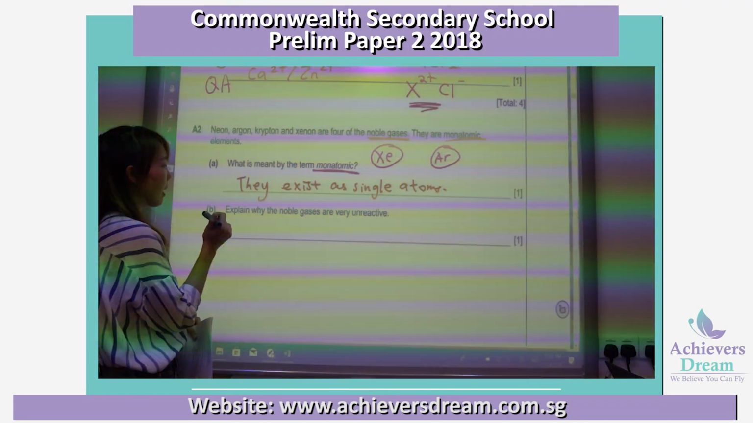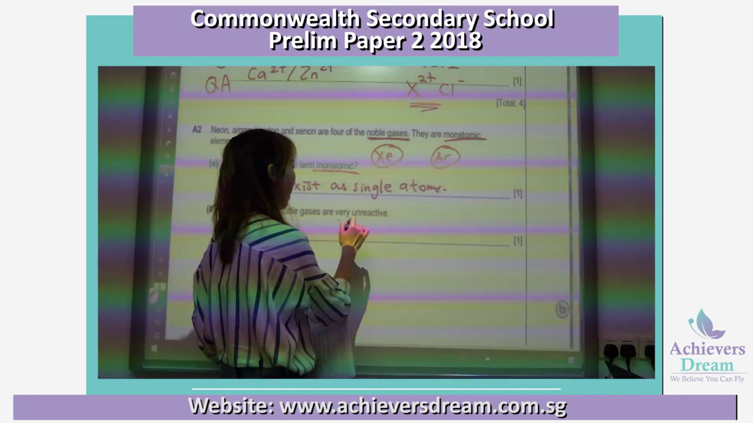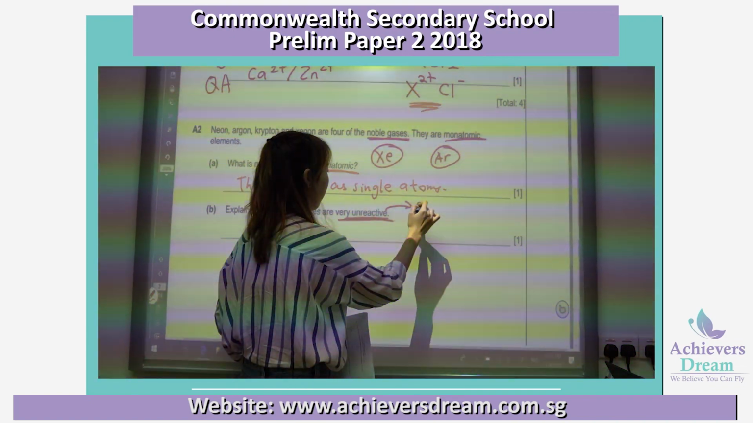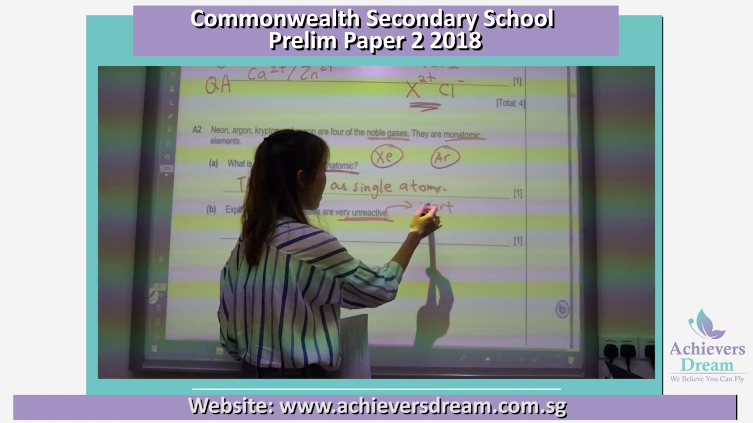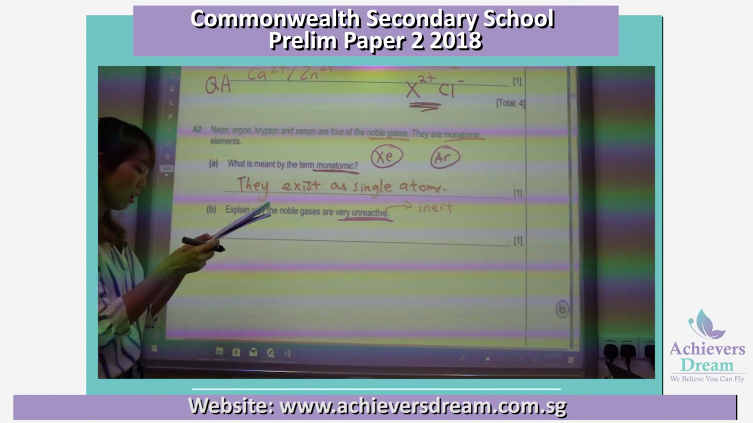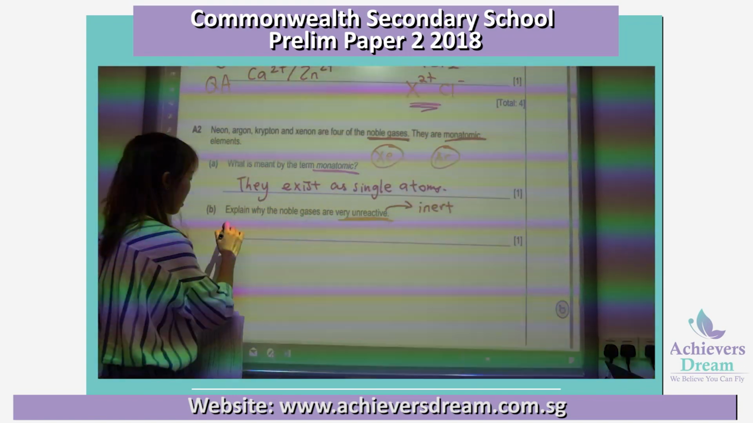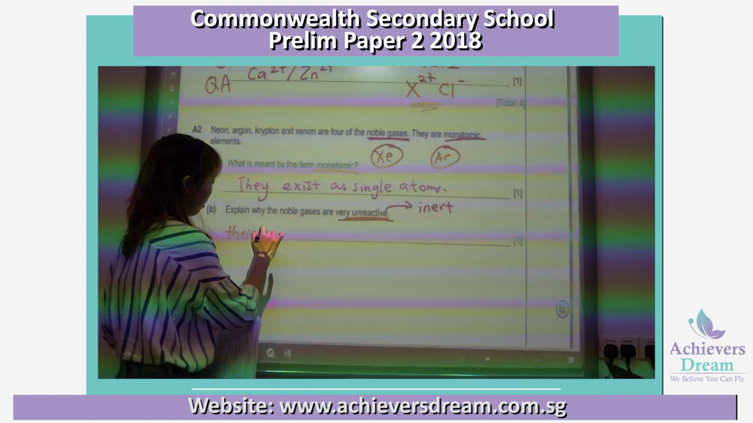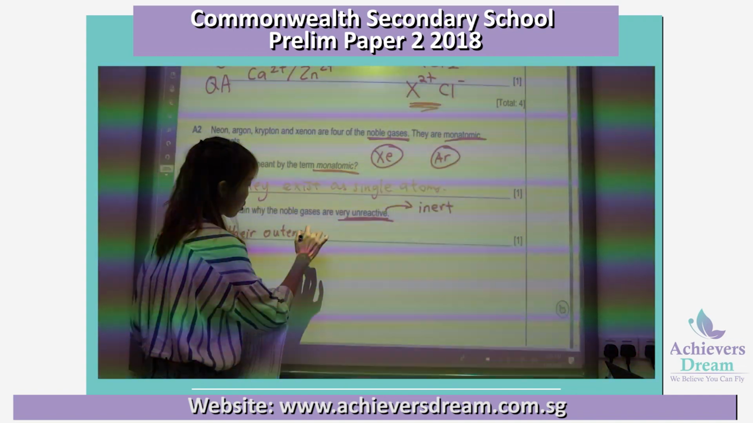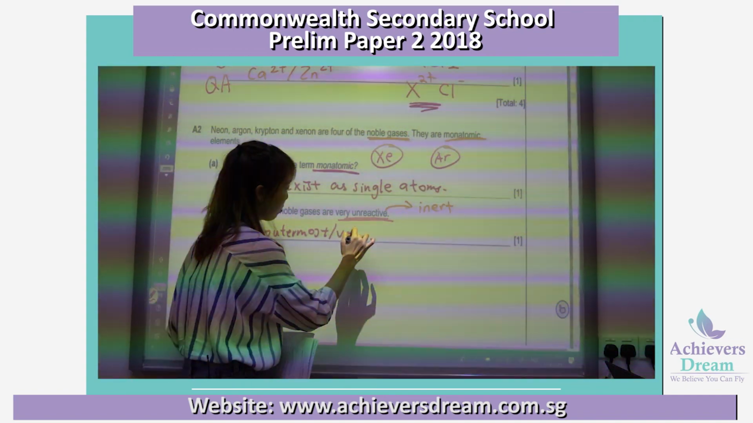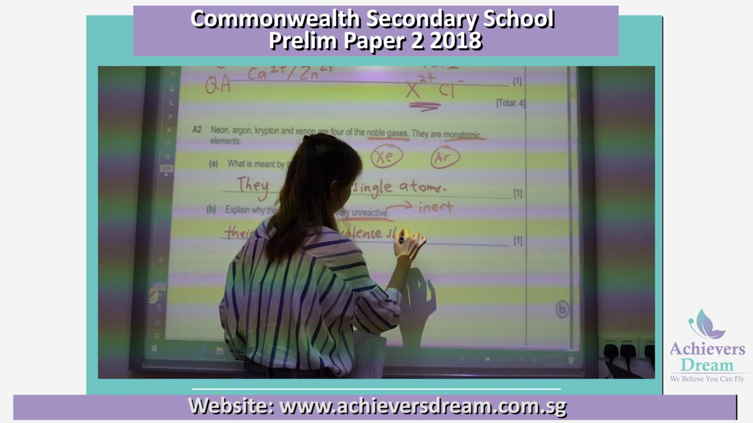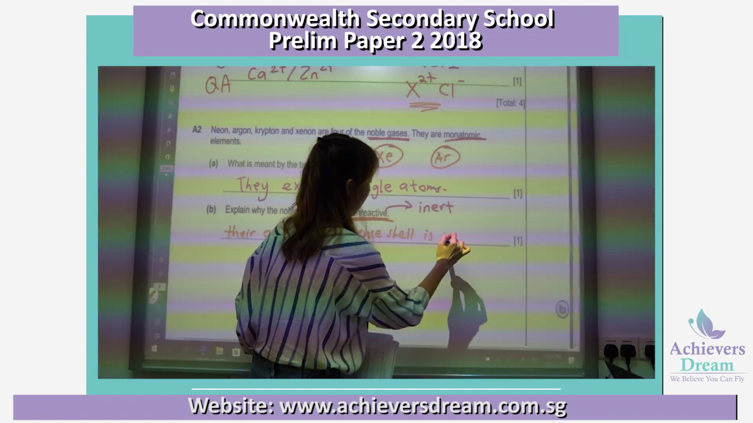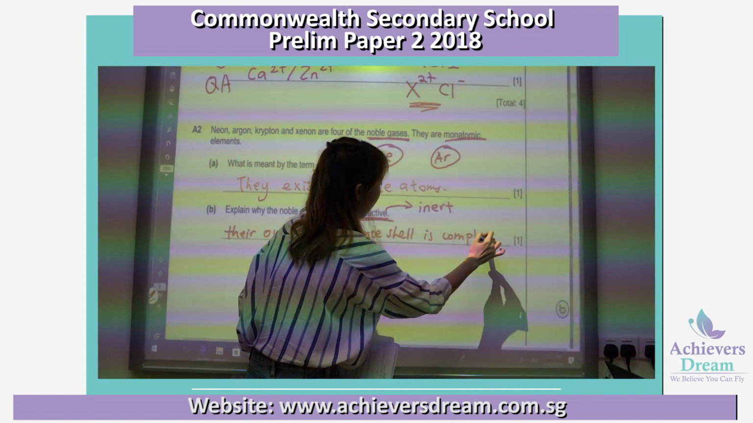Part B, explain why the noble gases are very unreactive. Another word that they like to use is inert. It means the same thing, that it's unreactive. So why? It is because their outermost shell or valence shell is already completely filled with electrons.